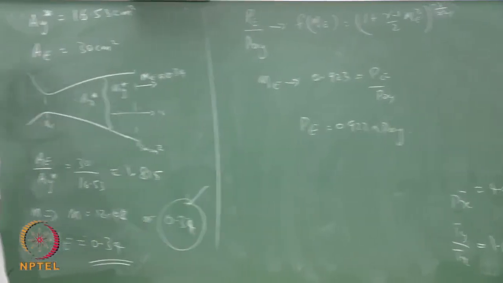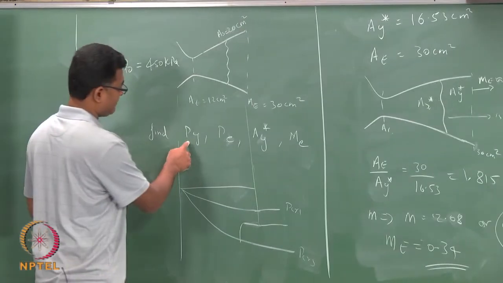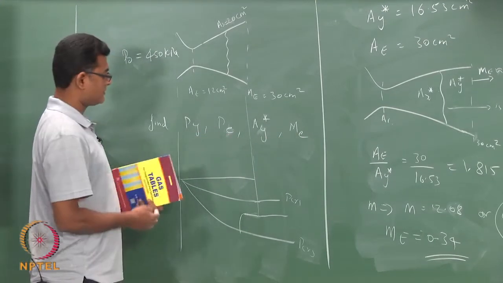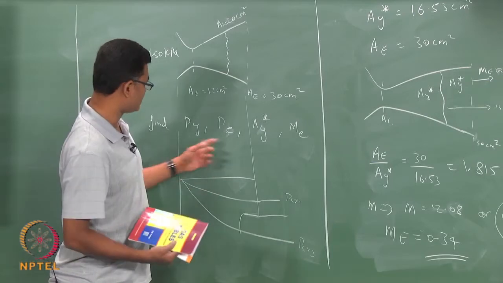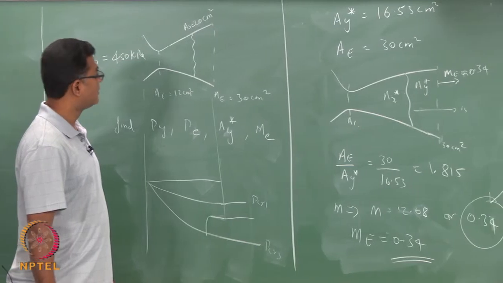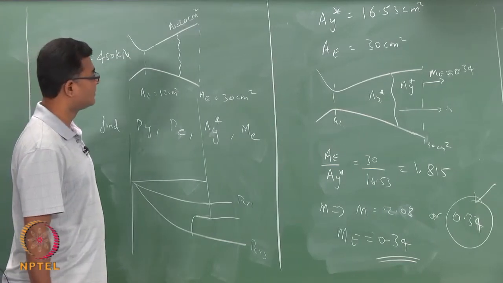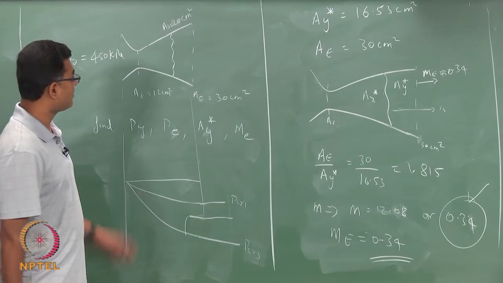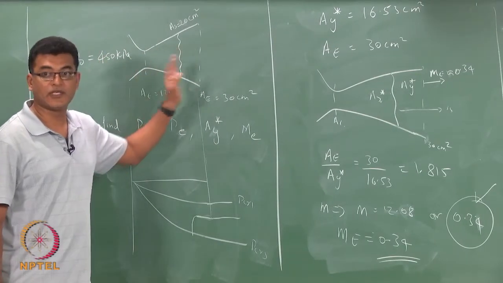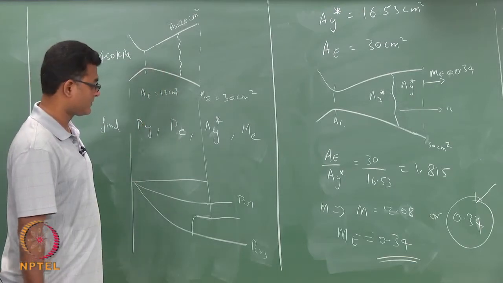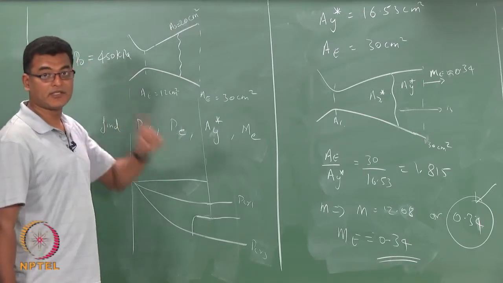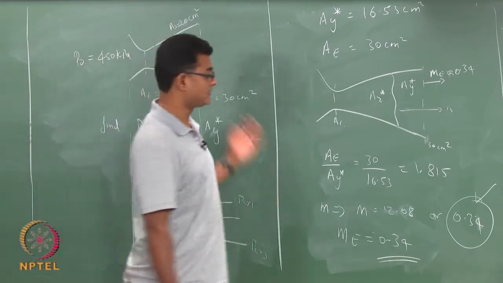So the original problem was to find Py, P exit, Ay star and Me. So we have obtained all those quantities. If one temperature or velocity is also given, you could find the other temperature quantities also. For that we need at least one temperature or one velocity, because the Mach number is already given.